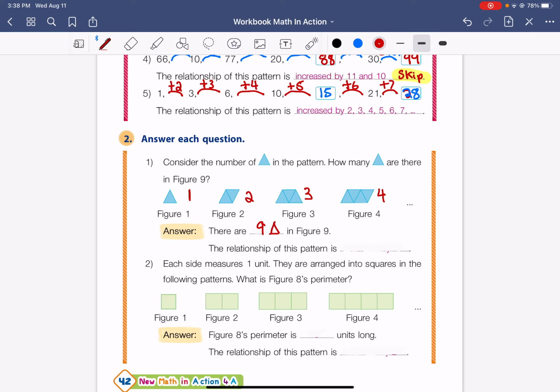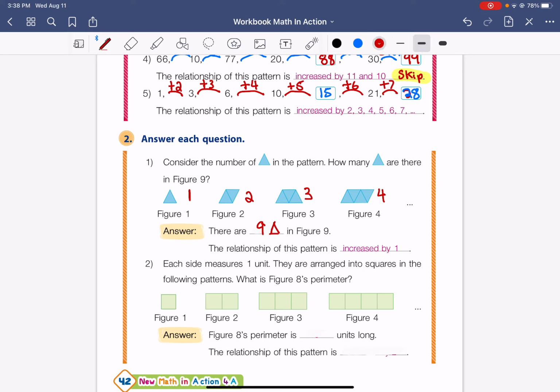We always add 1. 1 plus 1, 2. 2 plus 1, 3. 3 plus 1, 4. 4 plus 1, 5. All the way until 9. So we're going to say increased by 1. That's exactly what we're going to write. Increased by 1.